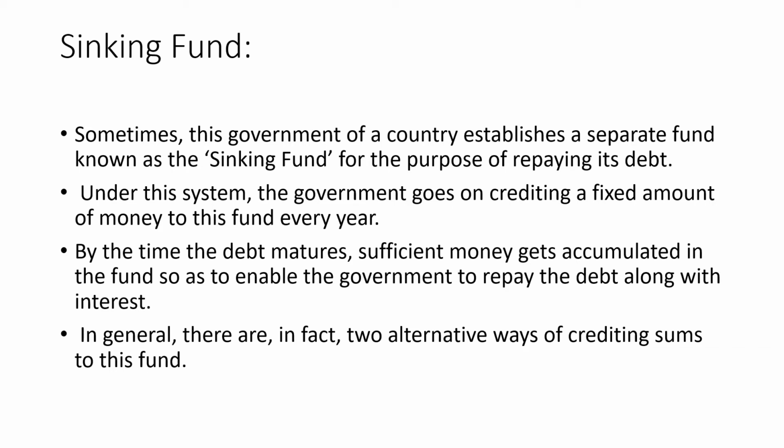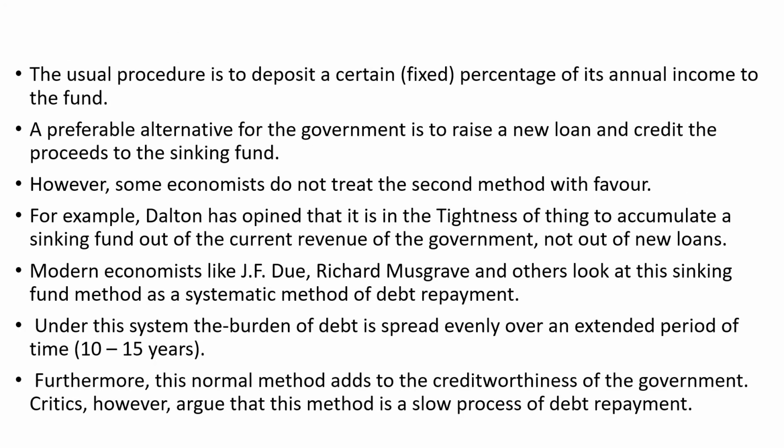Okay, in general, there are in fact two alternative ways of crediting sums to this fund. The usual procedure is that the government will deposit a certain fixed percentage of its annual income to this fund. A preferable alternative for the government is to raise a new loan and credit the proceeds to the sinking fund. So these are the two options available to the government. The government can either deposit a certain fixed percentage of its annual income to the sinking fund, or it can go for a new loan and credit the proceeds to the sinking fund.